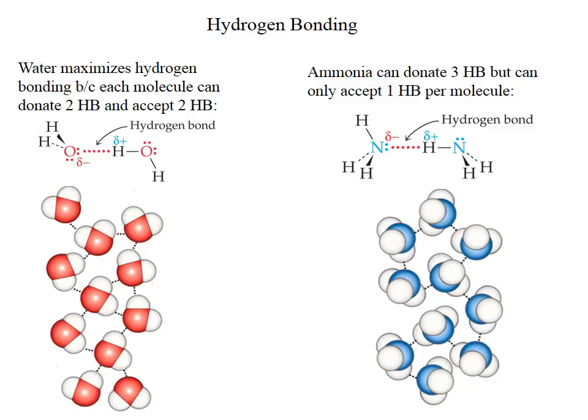Now on the right, to contrast that, ammonia has three hydrogens, which means it can donate three hydrogen bonds. However, each ammonia molecule only has one lone pair on the nitrogen, which means it can only accept one hydrogen bond per molecule, which really severely limits the amount of hydrogen bonding that can exist in a sample of ammonia. And so that really dramatically affects the strength of the intermolecular forces in that sample. We're going to come back to that a little bit later.